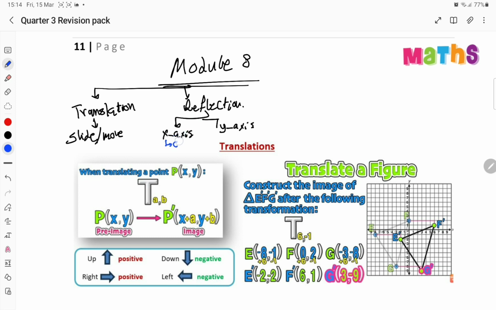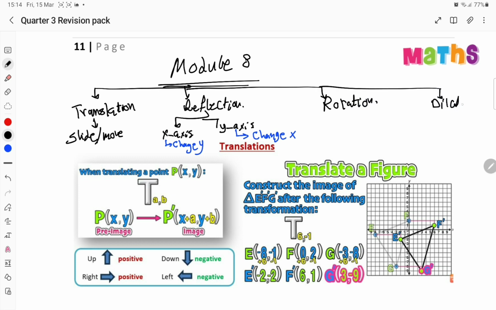In this case, we change the y. Across the x-axis, we change the y. If it's across the y-axis, we change the x. The last two transformations are either rotation or dilation, and we will talk about them in detail.